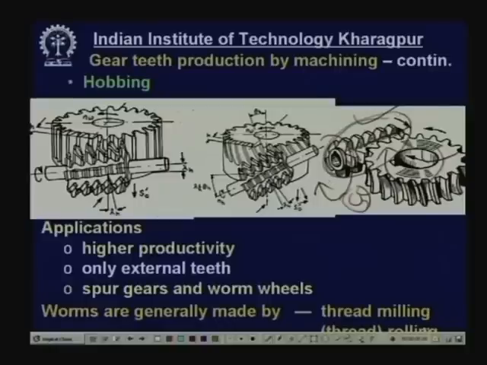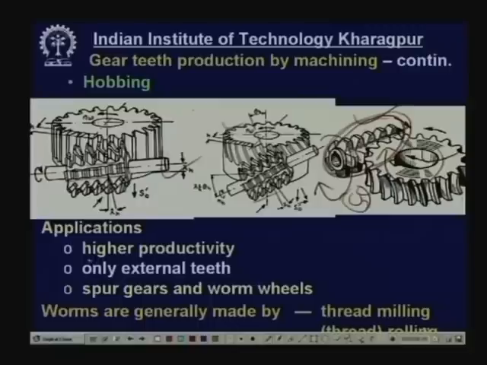So this is called a hob. This kind of cutter looks like a worm, but has a number of teeth, cutting edges. You see, these are the cutting edges. Because of the grooves cut inside, the teeth are generated. And these are made of high speed steel, because it has to cut. The cutter and the gear blank behave as if a pair of worm and worm wheel. This is also a generation process.